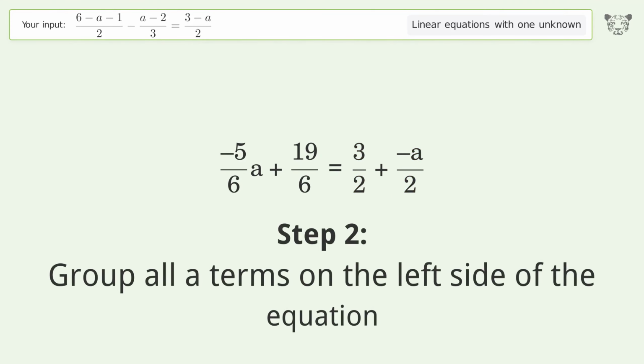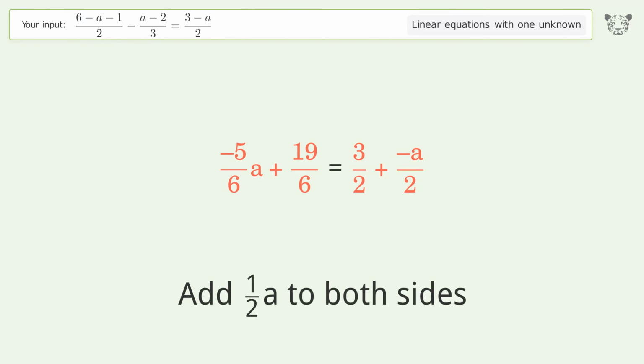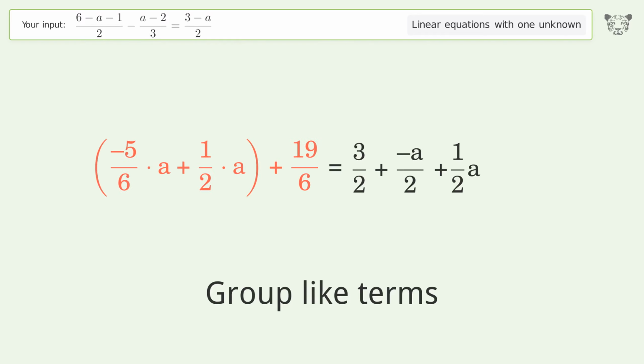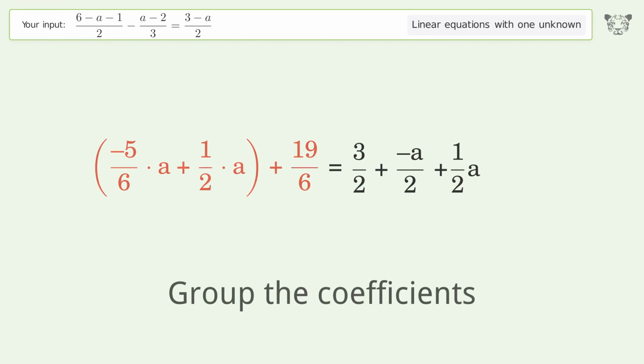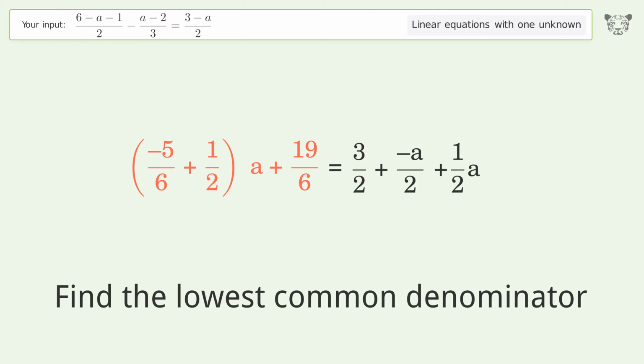Group all a terms on the left side of the equation. Add 1/2a to both sides. Group like terms. Group the coefficients. Find the lowest common denominator.